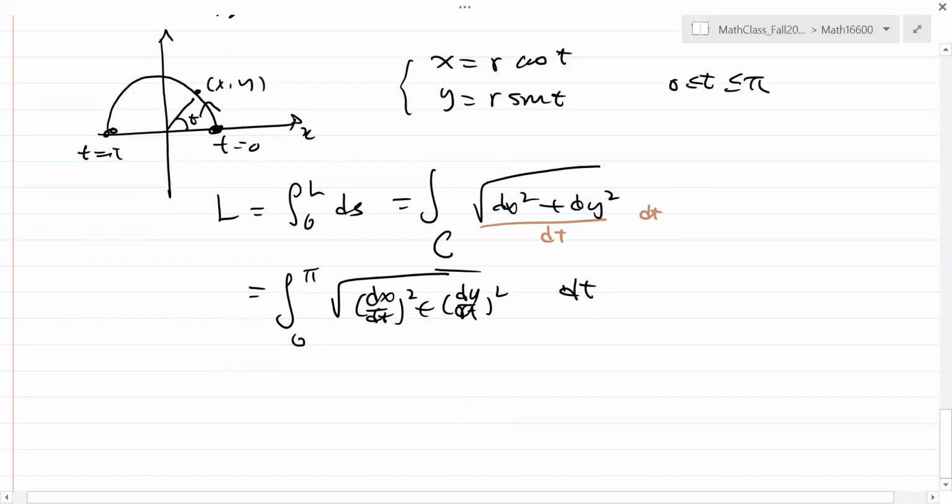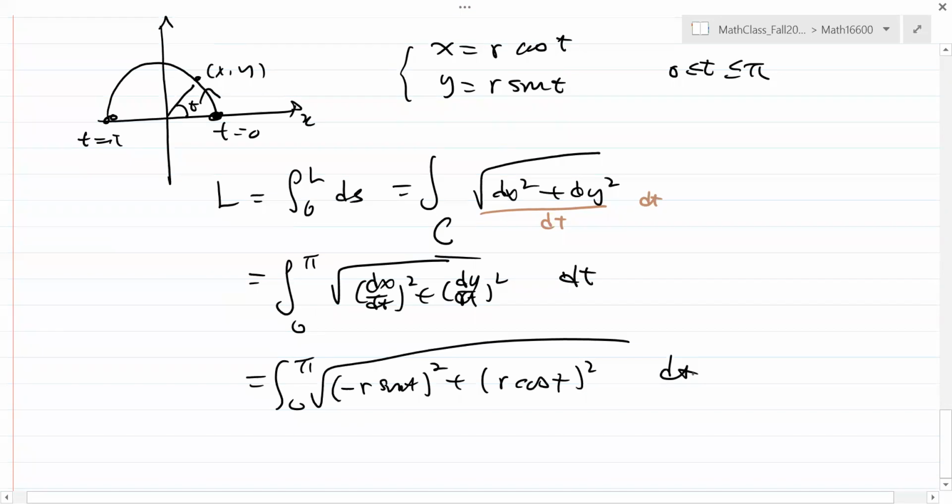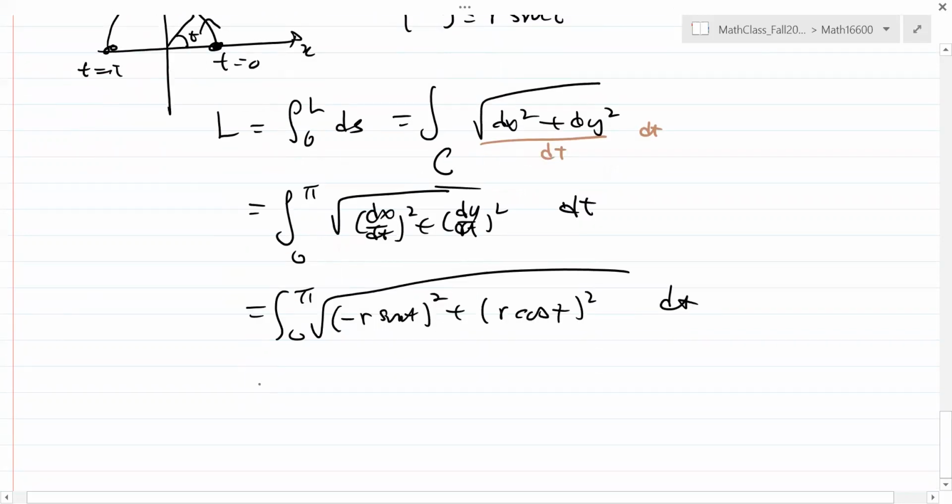So what is the derivative of x with respect to t? That is negative r sine t. And here, r cosine t, squared, under the square root, times dt. What is inside is just r squared, because cosine squared plus sine squared equals 1. So it's just r squared, independent of t. The square root of r squared is r, and the interval is from 0 to pi, so just pi r. You get the same result. It's interesting, right?